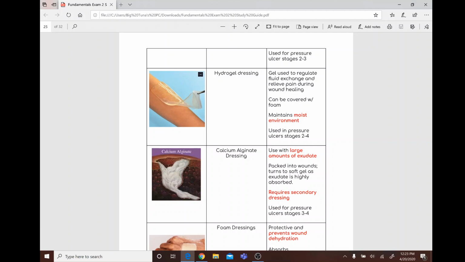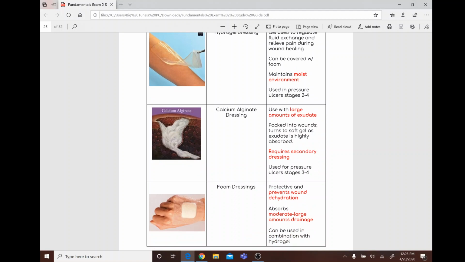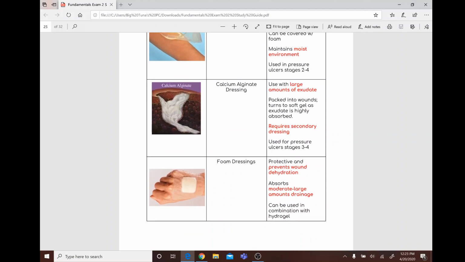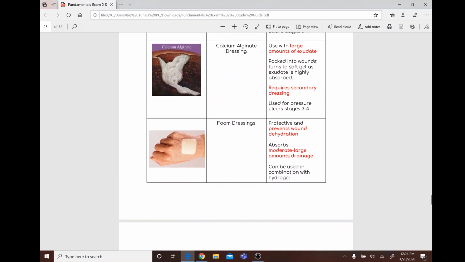Tell me about calcium alginate dressing. Used with large amounts of exudate. Packed into wounds. Turns to soft gel as exudate is highly absorbed. Requires secondary dressing. Used for pressure ulcer stages 3 and 4. Tell me about foam dressing. Protective and prevents wound dehydration, absorbs moderate to large amounts of drainage, can be used in combination with a hydrogel.